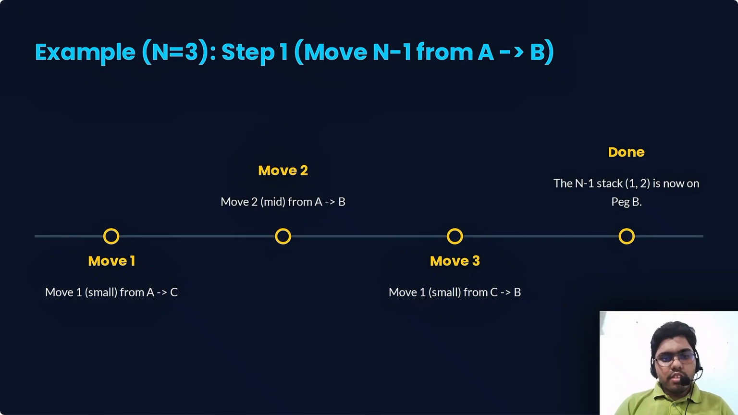Move 1. Move the smaller disk from A to C. Move 2. Move the medium disk from A to B. Move 3. Move the smaller disk from C to B, on top of the medium one. And there we have it. Step 1 is complete. The top 2 disks are now safely on peg B. The largest disk is alone on peg A.